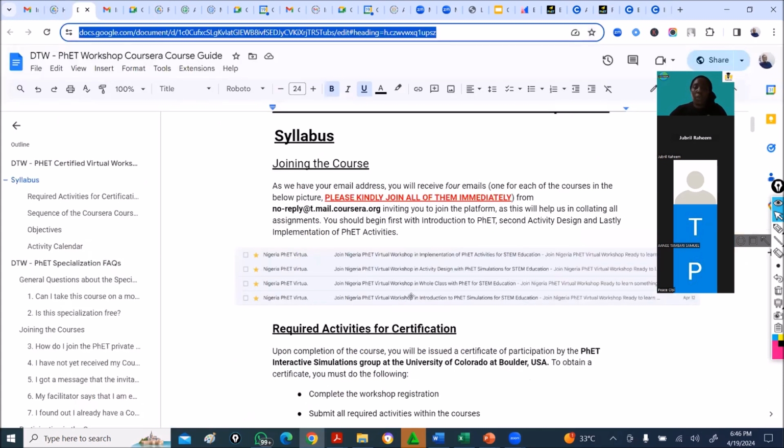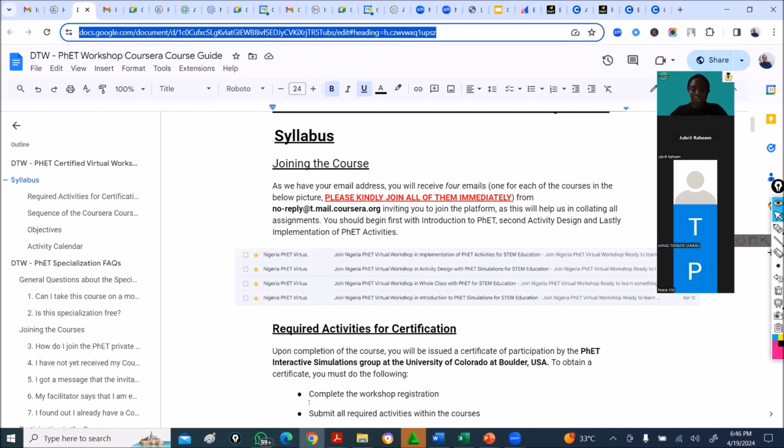When you are done with the introduction, you go to Whole Class Inquiry with PhET. And after that, you can start Activity Design, because it's only with all this knowledge that you can do this activity design with PhET. Yeah, that's it.